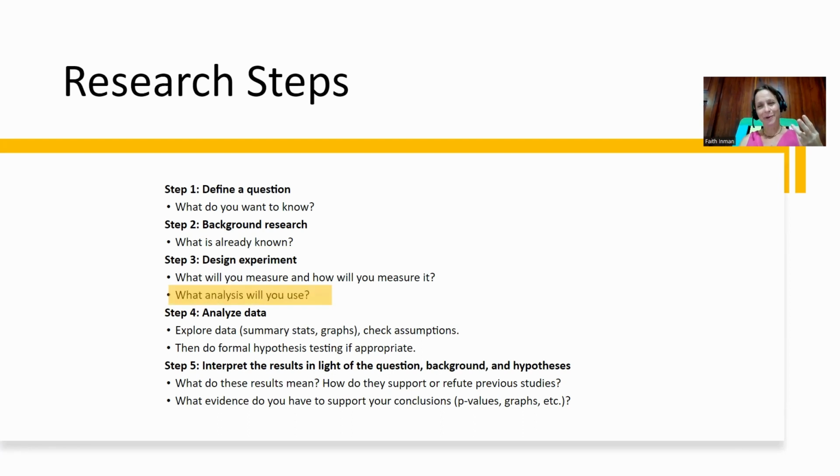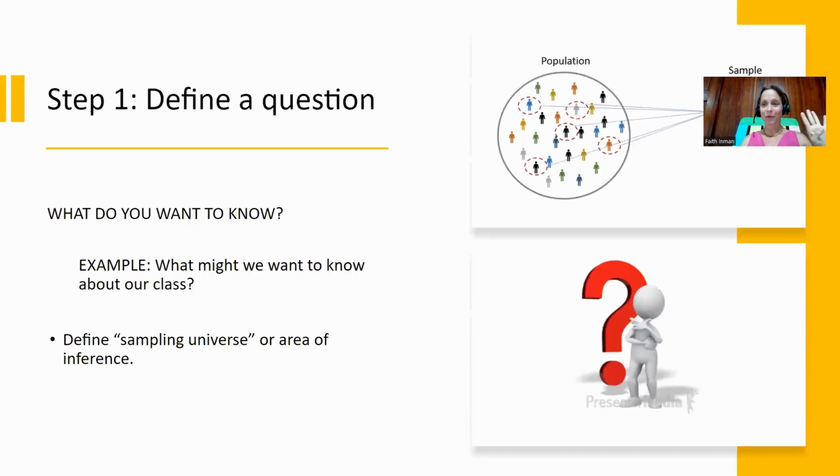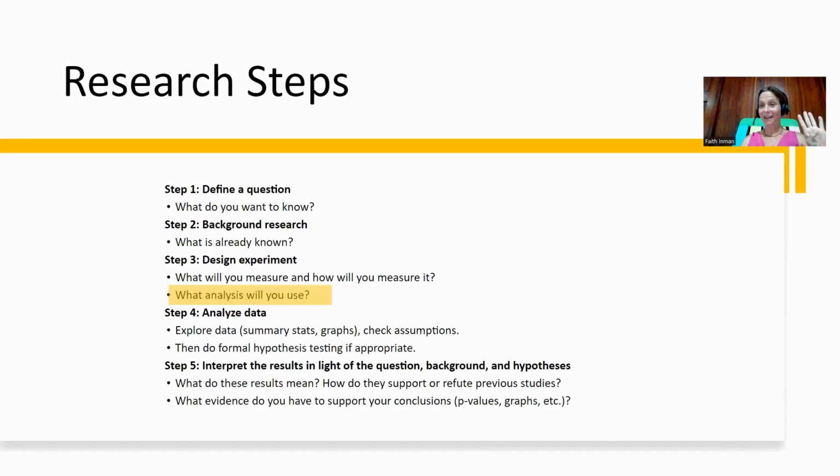Important. It's important to make sure you plan the analysis you're going to do while you're planning your experimental design. That's going to save you a lot of trouble in the long run. So that's part of step 3. Step 4, analyze the data. Step 5, interpret the results in light of the questions, background, and hypotheses.